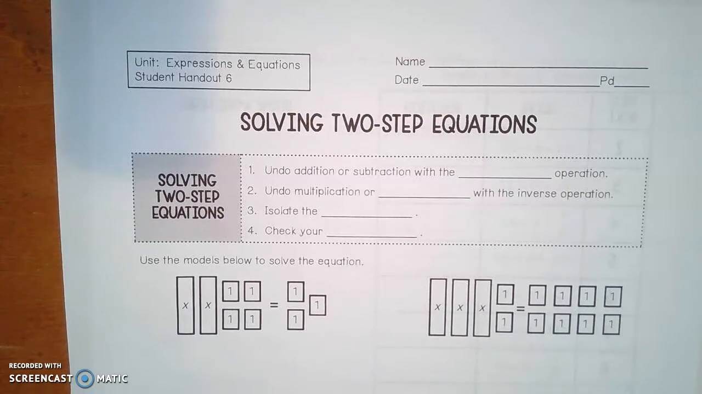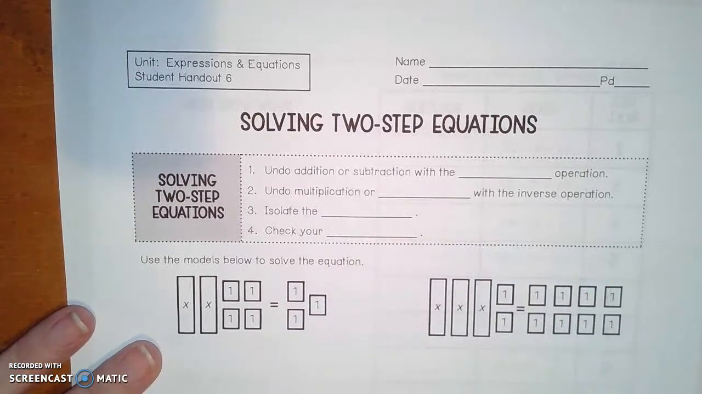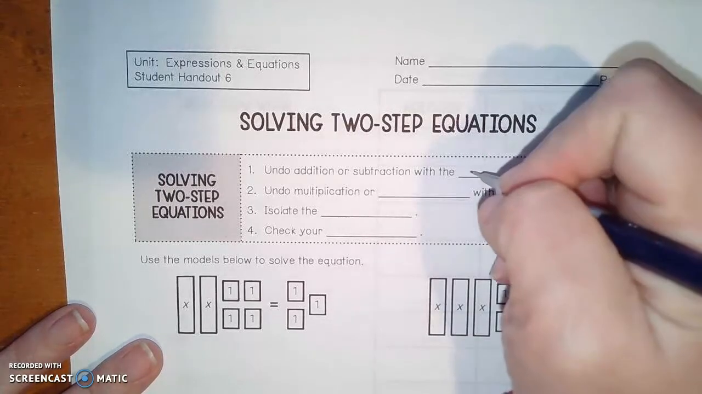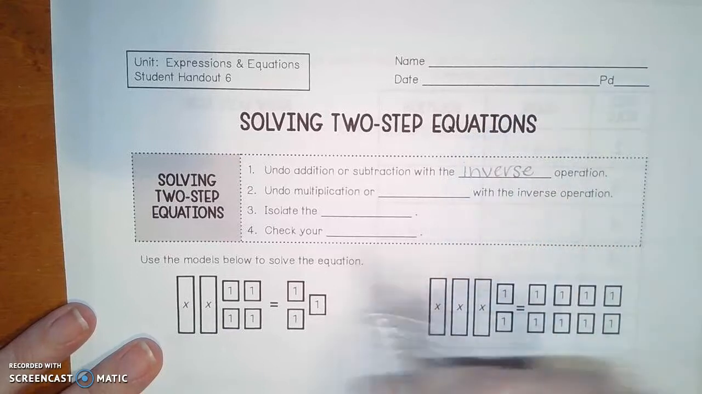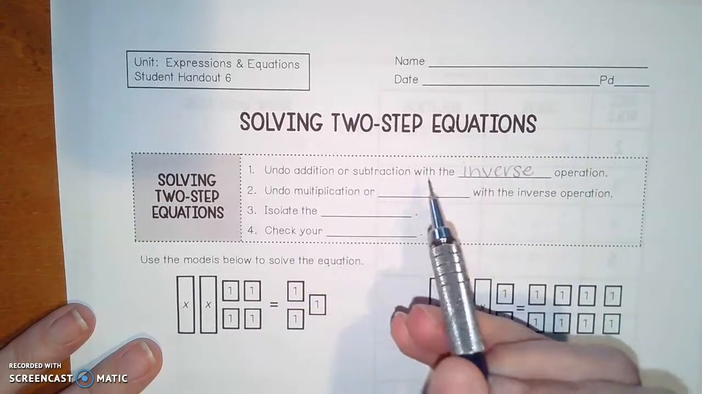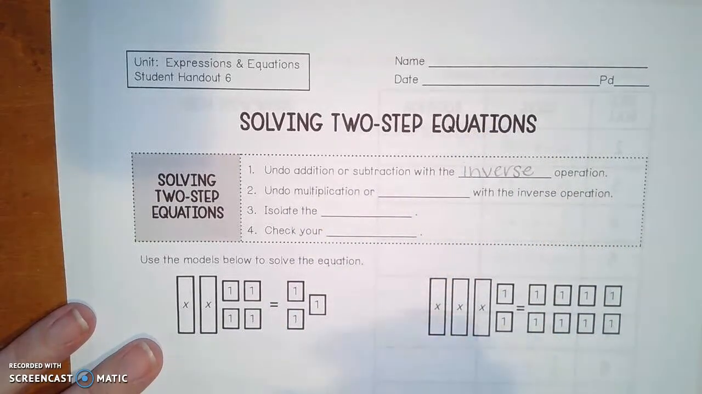So we're going to kind of just walk through. A lot of this is going to be very similar to what we talked about in the first lesson. So this first part should be a lot of review, but it says to undo addition or subtraction, we're going to use the inverse operation to do that. So we're going to be using the inverse of addition, which is subtraction, and the inverse of subtraction, which is addition, to undo that operation, right?